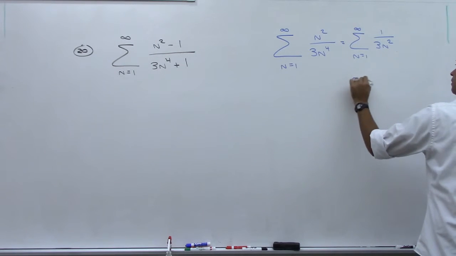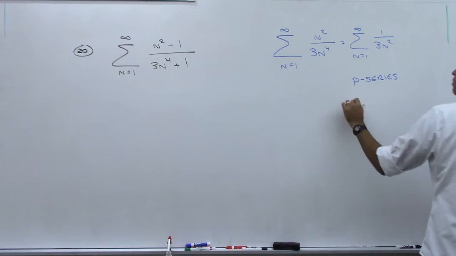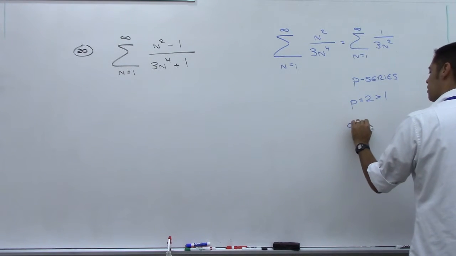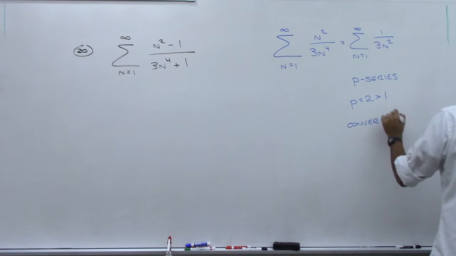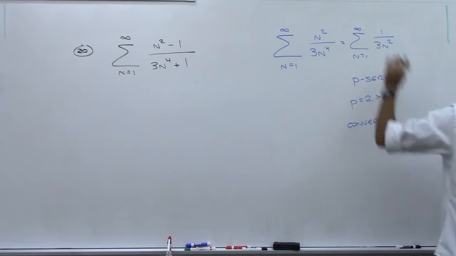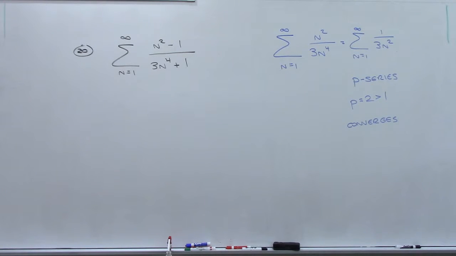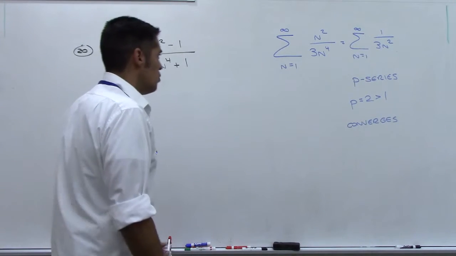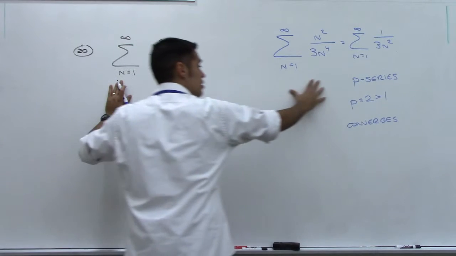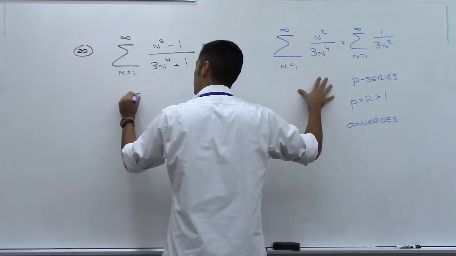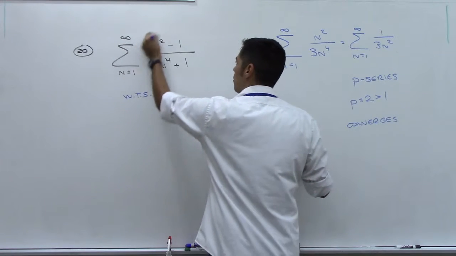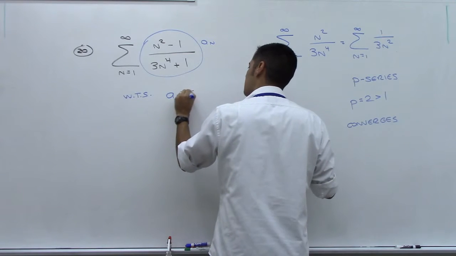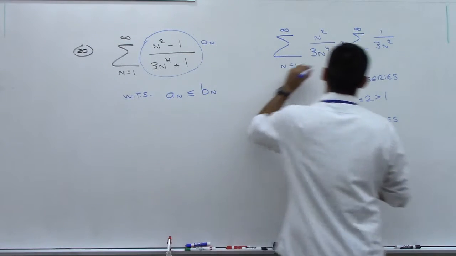This is a p-series with p being 2, which is greater than 1, which means it converges. Remember, the 3 here could come out as a 1/3 and it would still converge. So I've got a convergent series that I think this one compares to. So what is it that I want to show if I'm comparing my series to a convergent series? Well, I want to show that my sequence, a sub n, always stays smaller than or equal to b sub n, where b sub n is this one.